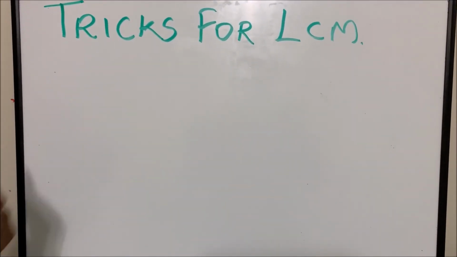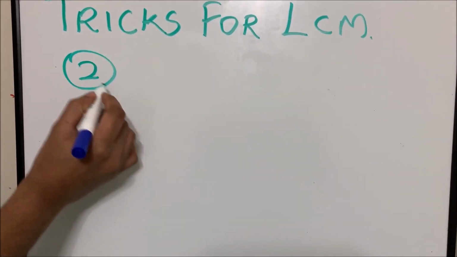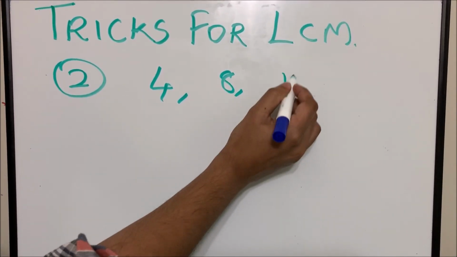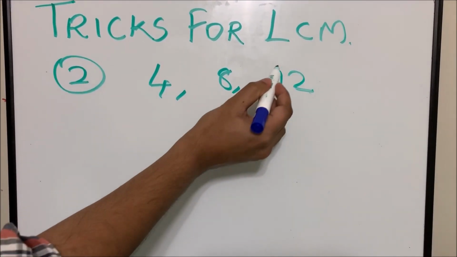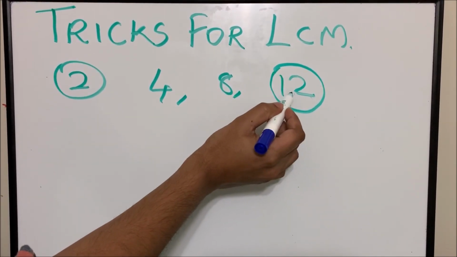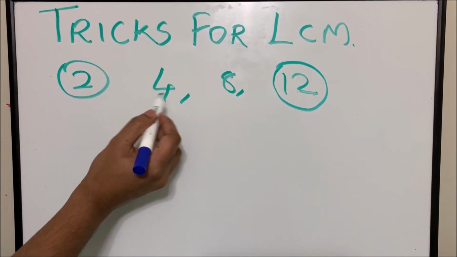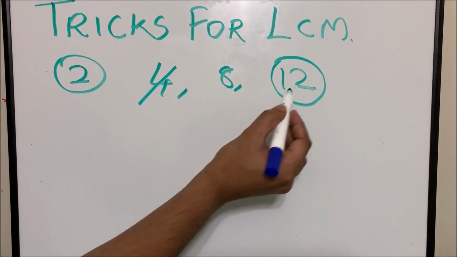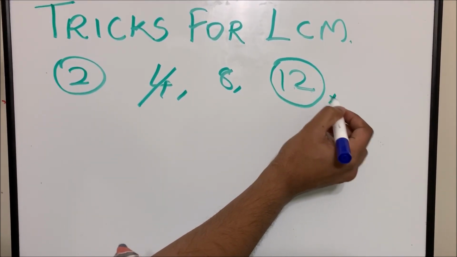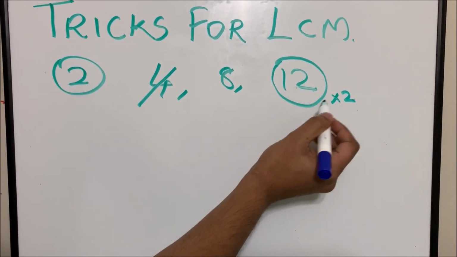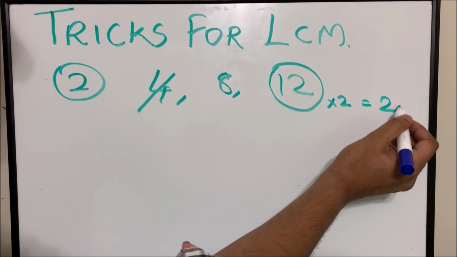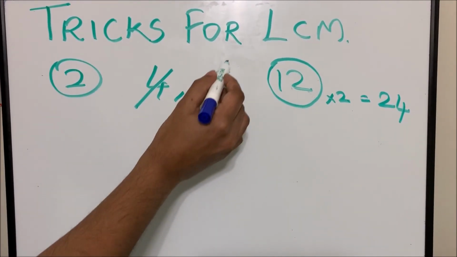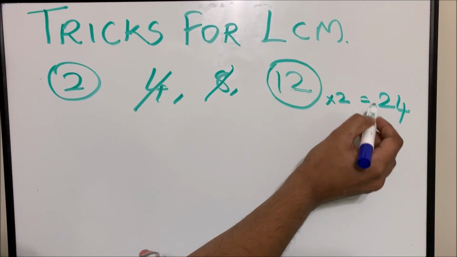Now trick number 2. Let us consider 4, 8, 12. In this, 12 is the bigger number. Is 12 divisible by 4? Yes. Can it be divided by 8? No. Now we should multiply this 12 by 2, starting from 2. So 12 by 2 is 24. Is 24 divisible by 8? Yes. Now LCM is 24.